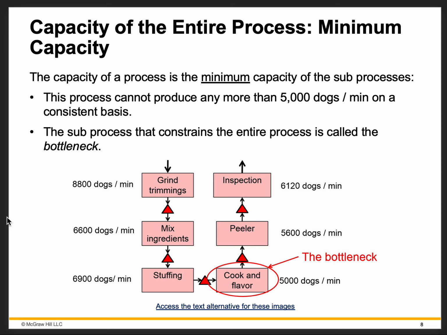hot dogs an hour. So let's say that this machine works for 8 hours a day. If it's 300,000 hot dogs an hour and the process works for 8 hours a day, that is 2,400,000 hot dogs a day. That's the capacity that it can have. So that's how many hot dogs it can make.